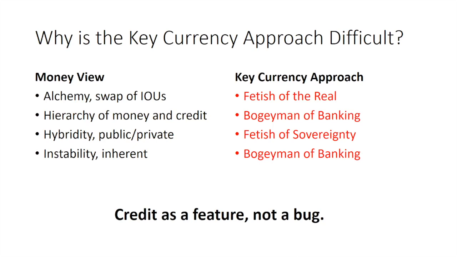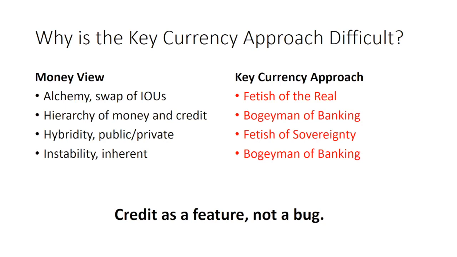plays out in the international world, and it's an anxiety about hierarchy, because that of course means that the United States dollar is above others. It's an anxiety about instability, and there's therefore a tendency to say, if only we could get rid of credit, we wouldn't have hierarchy. If only we could get rid of credit, we wouldn't have instability. Wouldn't that be a great world?